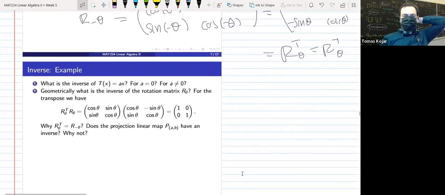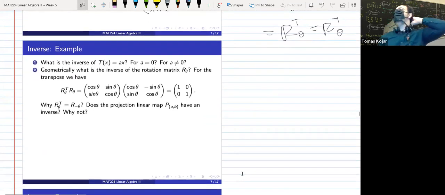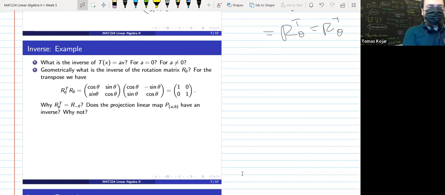Does the projection map have an inverse? What's a quick answer? And can somebody tell me why not? Thank you, Mayma. Yes, I should have checked them. Can somebody tell me, here or in the chat, why we don't have an inverse for the projection? What's the quick answer?